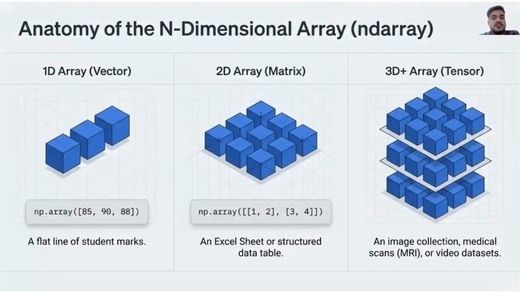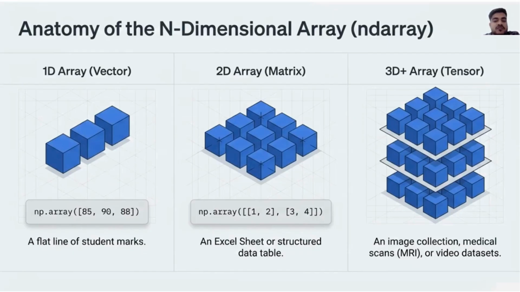Now in the next slide, the anatomy of the n-dimensional array, also called ndarray. So what does a NumPy array actually look like? They scale in dimensions depending on the complexity of your data. A 1D array is a vector representing a flat line of data, like a single row of student marks. A 2D array is a matrix, exactly like an Excel sheet that you use in your systems. It looks like an Excel sheet or a structured SQL table with rows and columns. A 3D array is a tensor, which we use for complex layered datasets like image collections, medical MRI scans, or video frames.